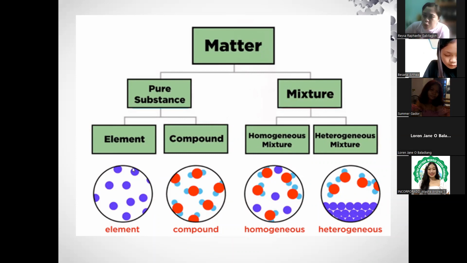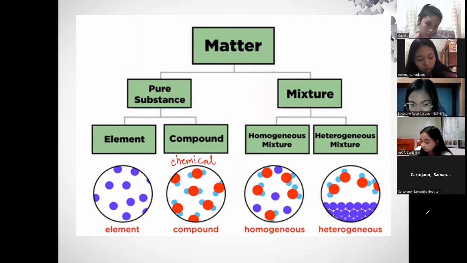Now, if we are going to combine chemically one element to another element or even three elements combined together, then that's the time we call it a compound. So the combination class here is chemical, chemical combination, meaning there is a chemical reaction. So na-form yung ating compound.